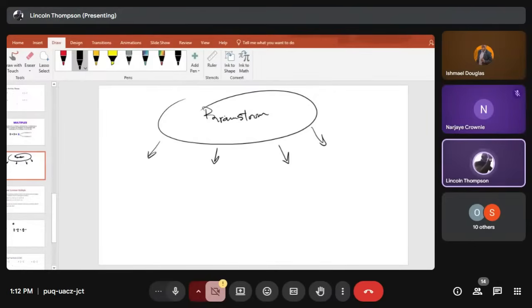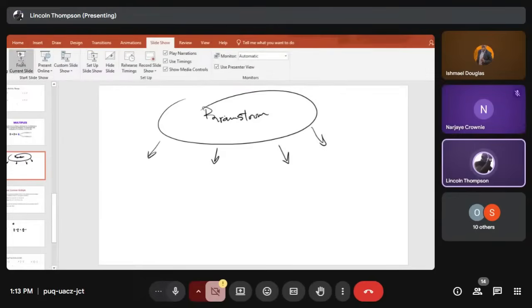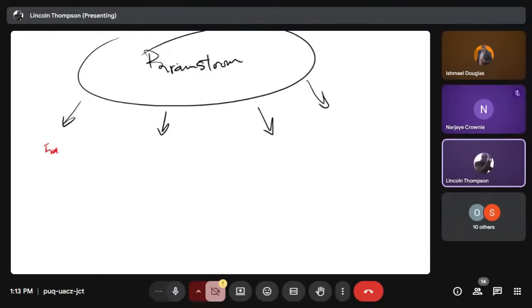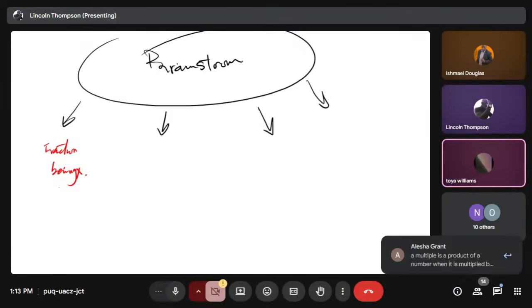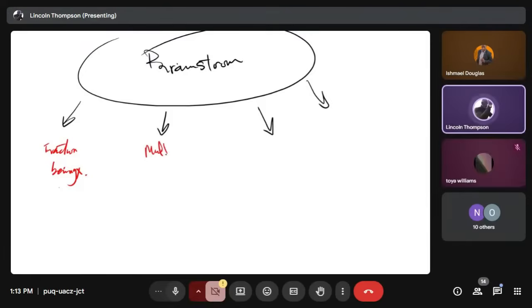All right, so first person, what's a multiple? So a multiple is a fraction being multiplied. All right, anybody else? What's a multiple? So we need all these 4 arrows to be filled out, guys. Let's go. A multiple is when you multiply a number by a whole number. All right, so we multiply a number by a whole number. We just use that for short.